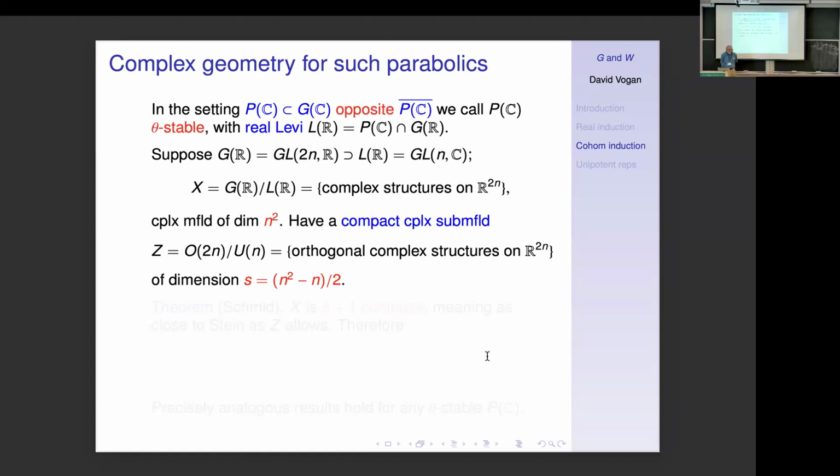So this X can be thought of as the space of complex structures, linear complex structures on R^2n. That's a complex manifold of dimension n squared. It has in it a compact complex submanifold, O(2n)/U(n), which are the orthogonal complex structures on R^2n. And that compact complex submanifold has dimension (n squared minus n) over 2.